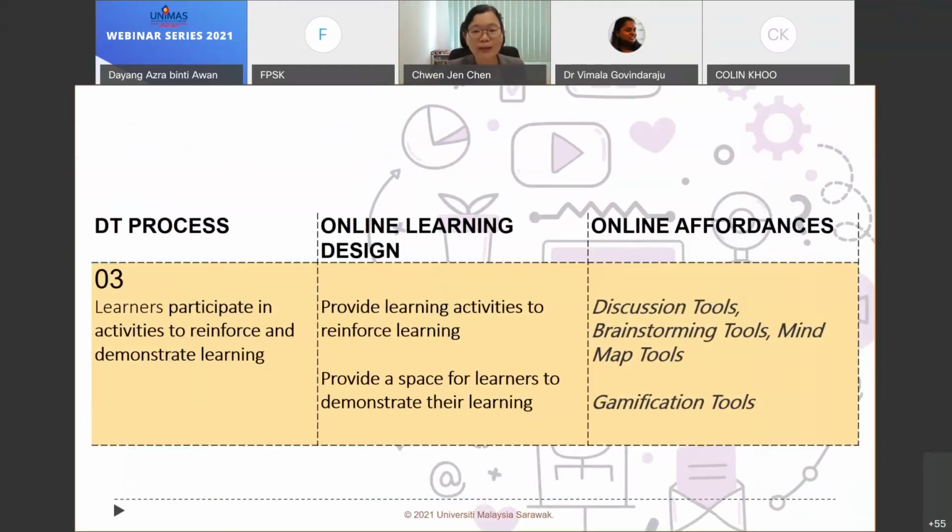Then we talk about the need for us to help them to reinforce the learning, help them to demonstrate their learning. So we need to actually provide learning activities to reinforce the learning. So we can think of discussion tools, brainstorming tools, mind mapping tools, and even reflection tools, right? And provide a space for learners to demonstrate their learning. Maybe we can use gamification tools and the like, right?